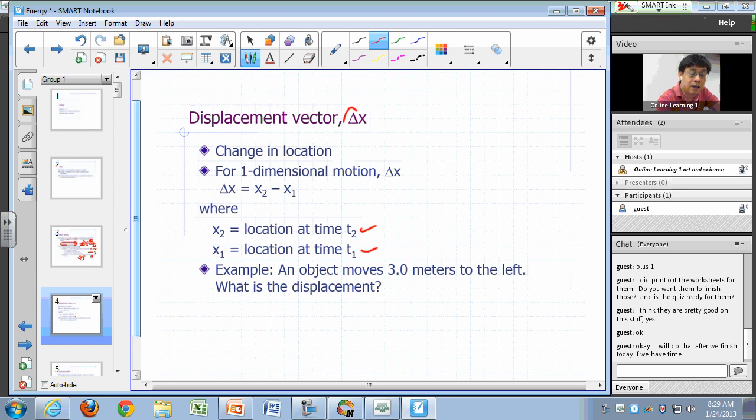This letter here, Greek letter delta, it looks like a triangle. That means change in. Okay? So anytime you put that in front of a symbol, that means change in whatever the symbol is. Delta x means change in x.